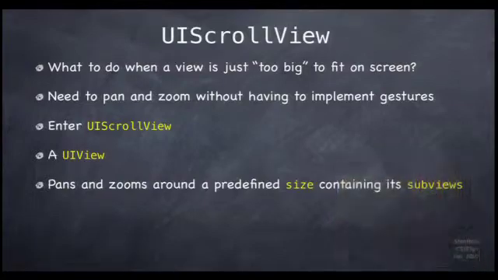The way it pans and zooms is around a predefined size. So it has a property which is the size of the area you're scrolling around, which may or may not be the same size as the subviews that you're adding to it. Okay, and maybe you're only going to add one subview and it's the exact same as the area it's scrolling and panning around. That's common.